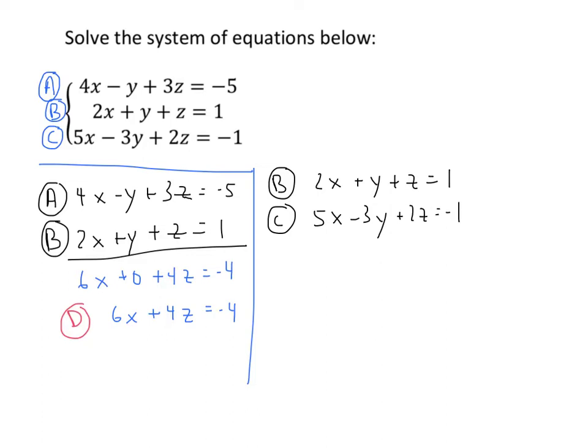What I'm going to do is try to eliminate y's in these equations. There's a negative 3 here, so it's going to be really easy to multiply equation B by 3 so that my y's can be eliminated. So here's what I'm going to do: I'm going to multiply equation B by 3.